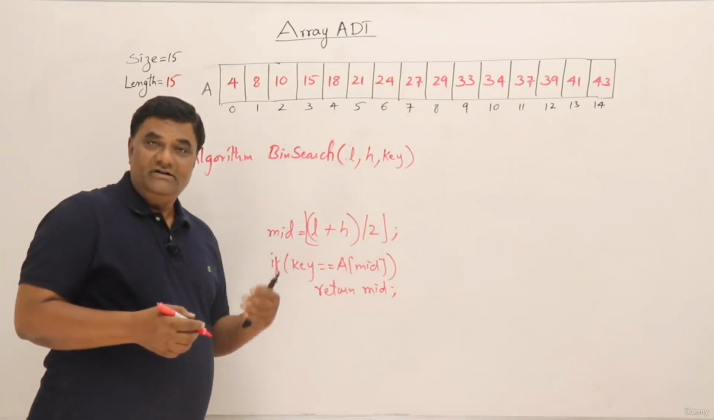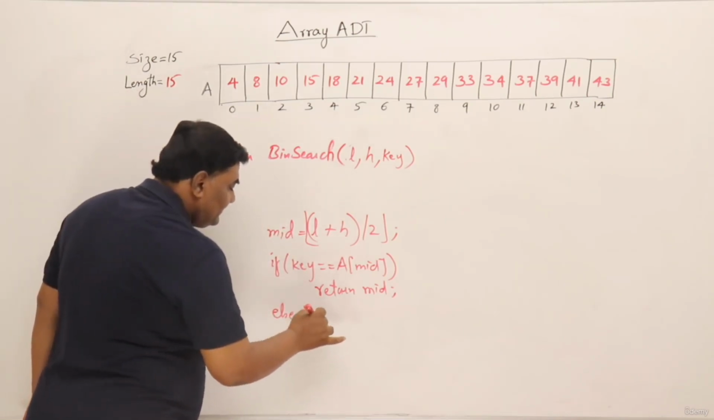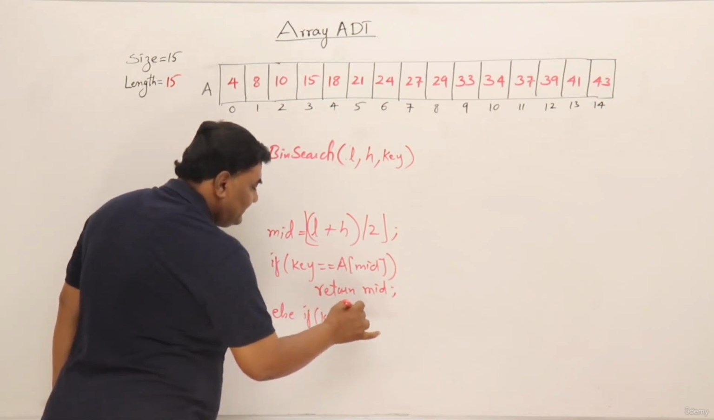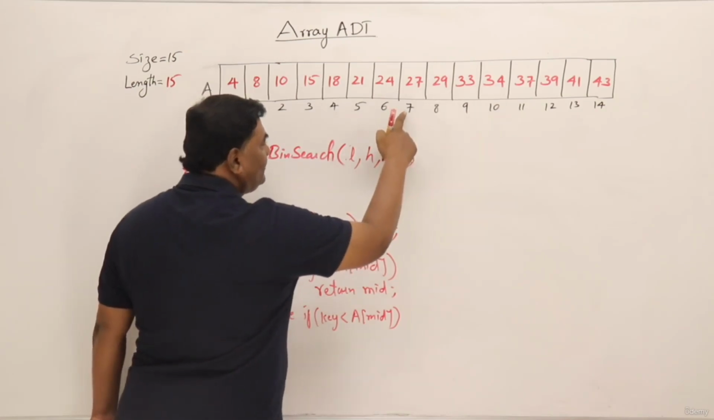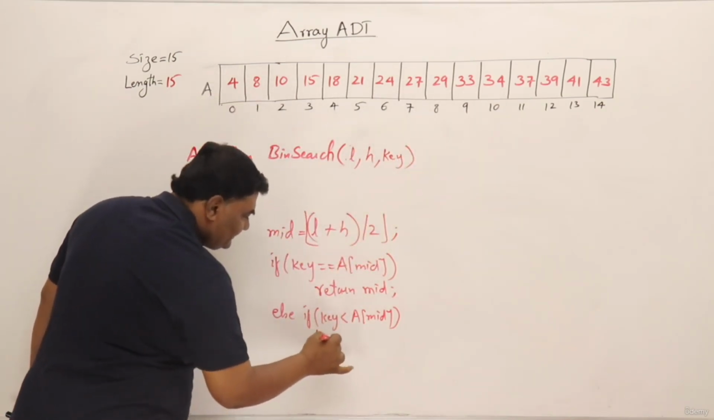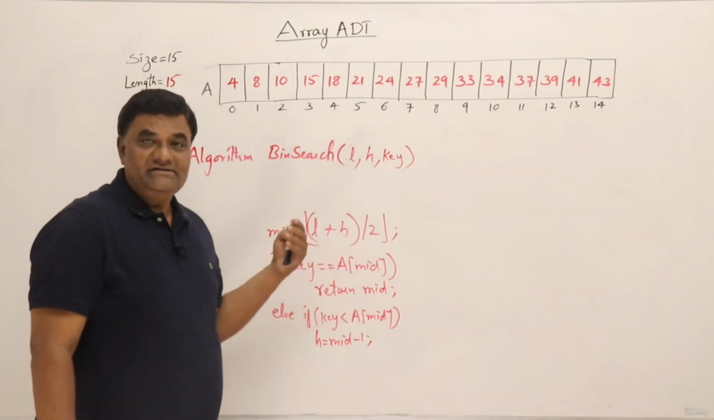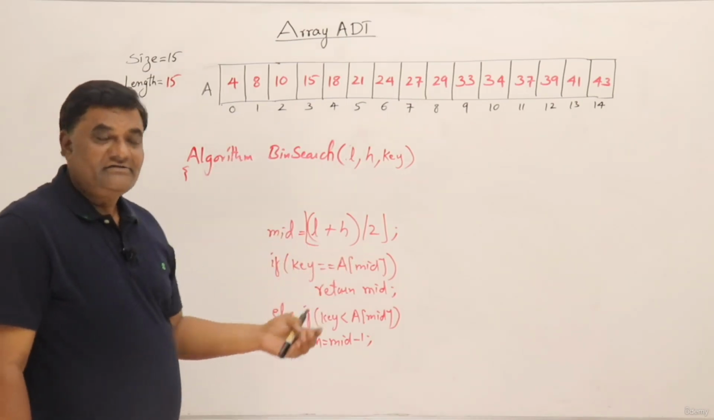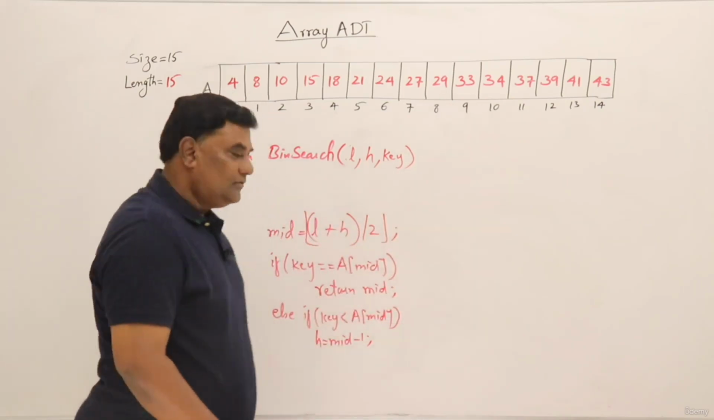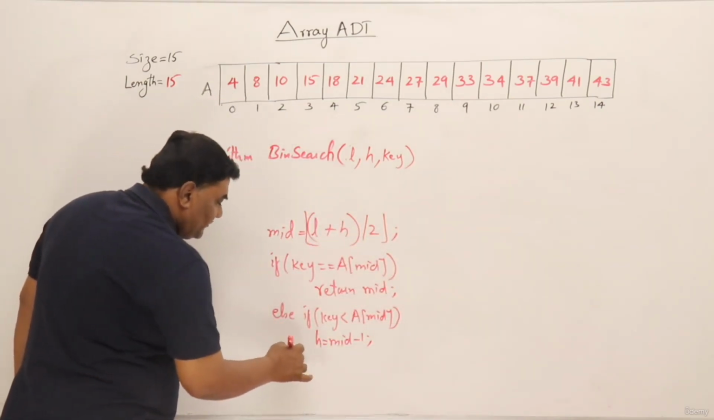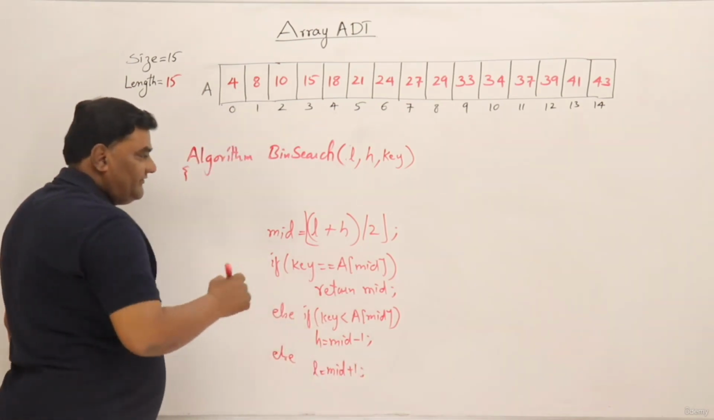If the key element is smaller, then check on the left hand side. So else if key is less than A of mid, if it is on the left hand side, we were modifying high to mid minus 1. So high should be changed to mid minus 1. If it is not equal, if it is not less, then it must be definitely greater. So we have to check on that side and modify low to mid plus 1. So else we will modify low to mid plus 1. This is what we were doing.